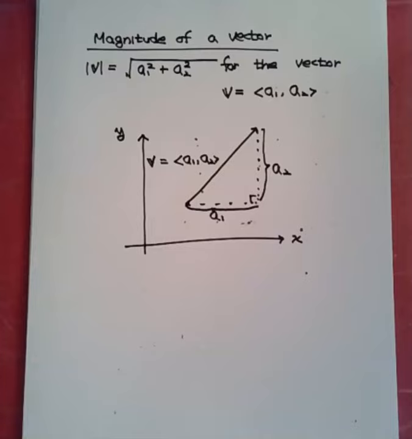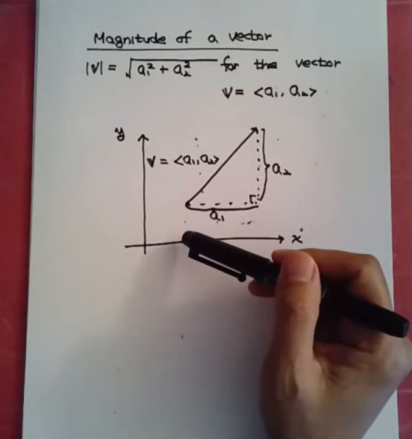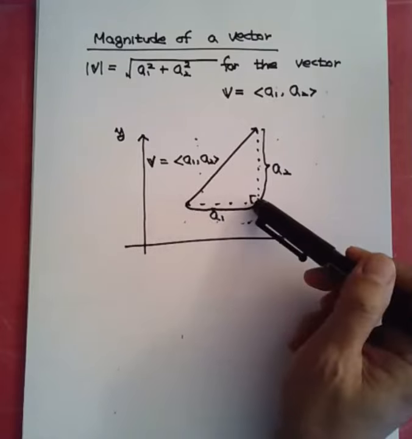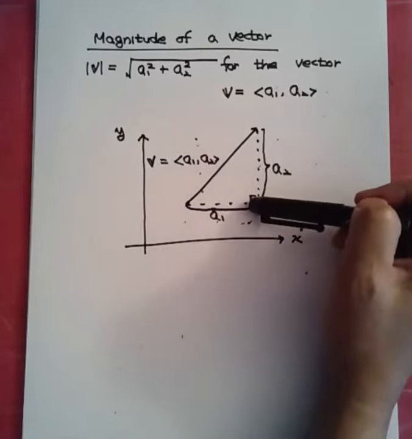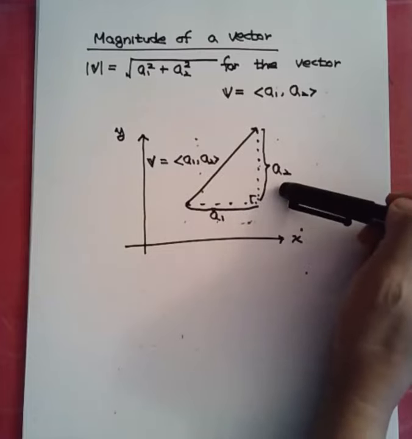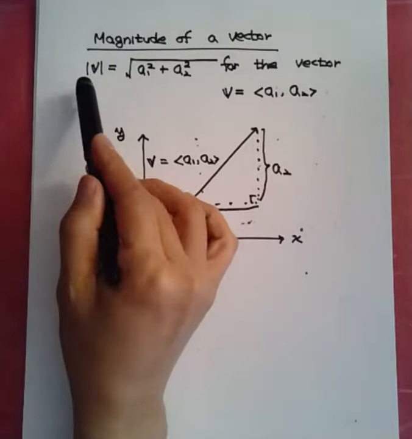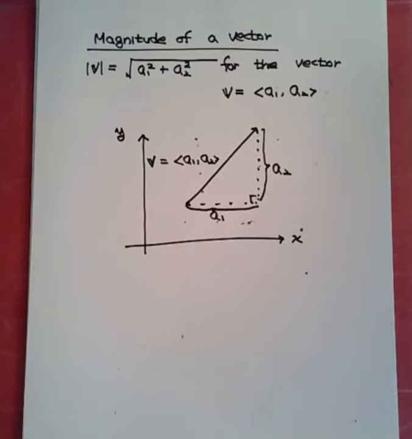When we have a vector whose component form is ⟨a1, a2⟩ on the plane, we can calculate the magnitude of the vector by using the Pythagorean formula. Here the horizontal length of the vector is a1 and the vertical length is a2. So if we just apply the Pythagorean formula, then the magnitude of the vector is the square root of a1 squared plus a2 squared.